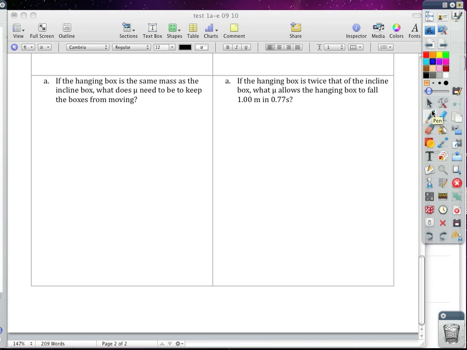Okay, if the hanging box is the same mass as the inclined box, what mu is needed? So now we have to say, is this going to move? Yes, this is going to move? No, right? Keep the boxes from moving. Subtle clues like this will help us figure out how to solve the problem, right? So we're going to keep it from moving.